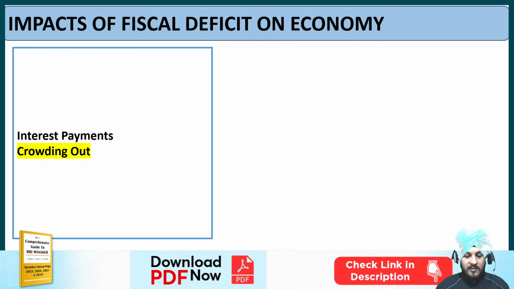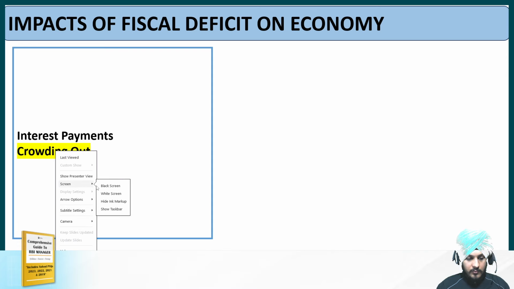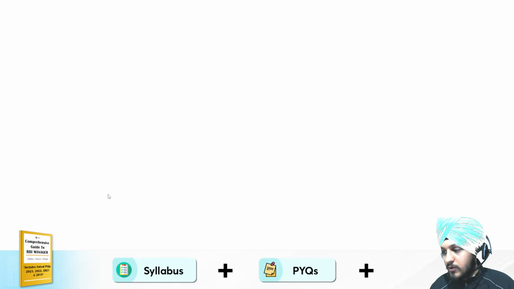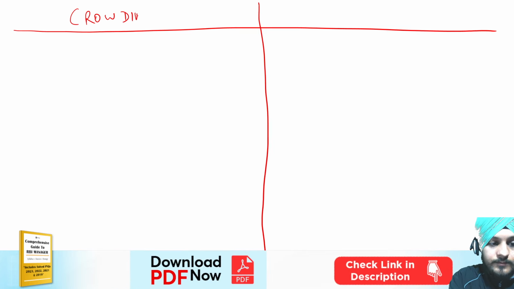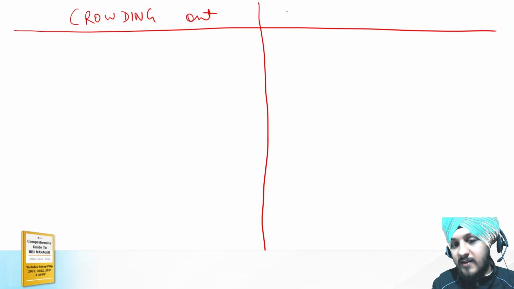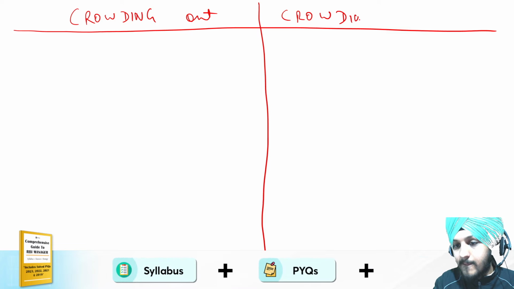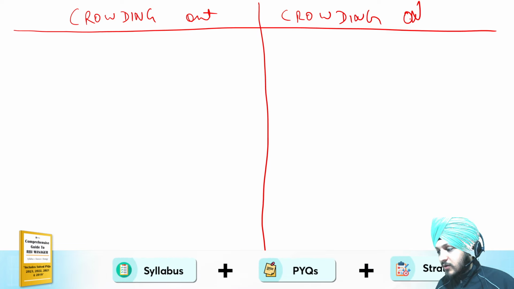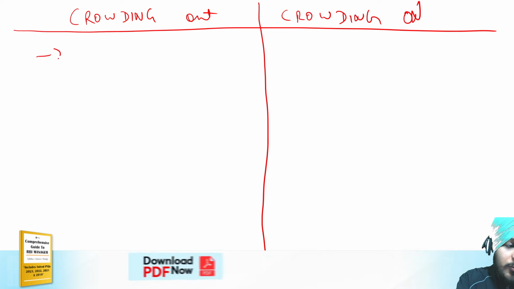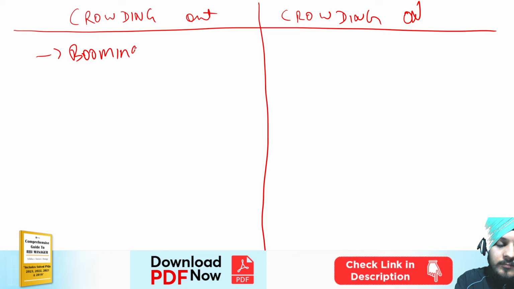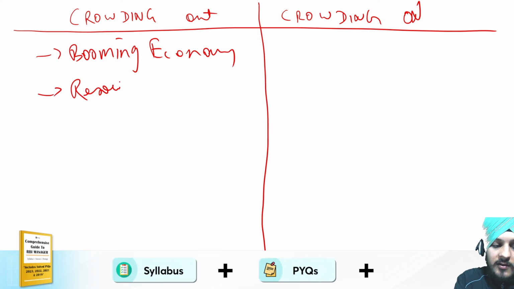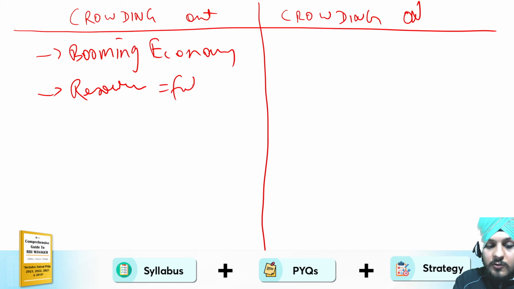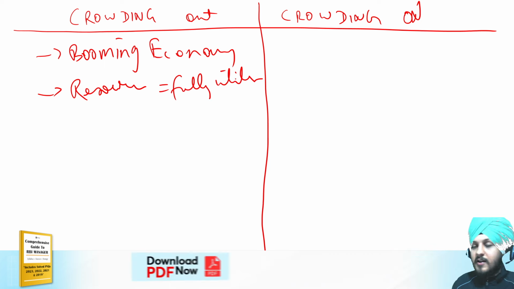The second point is the crowding out. Now I will have to explain to you the difference between crowding in and crowding out. So let us see it in a brief manner. The first thing is crowding out, and the second thing is crowding in. When we talk about crowding out, imagine a scenario of a booming economy where the economic resources are being fully utilized in the market.